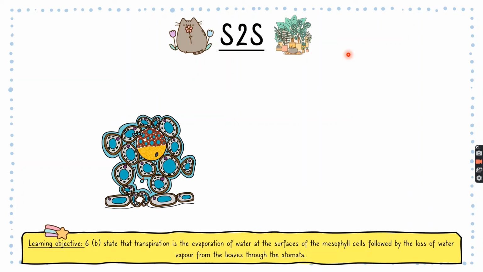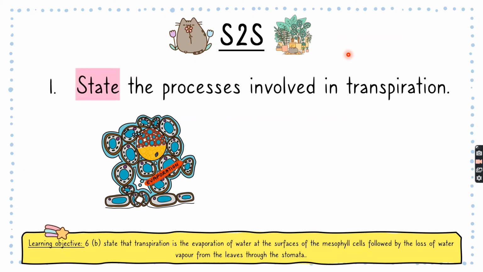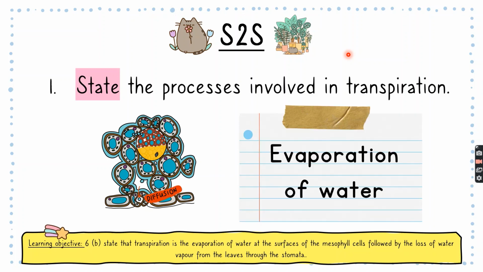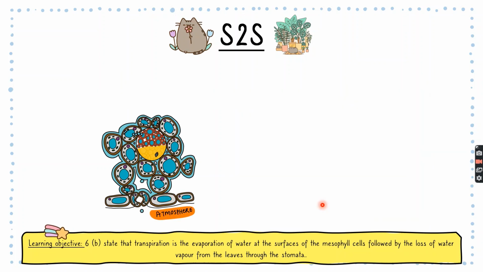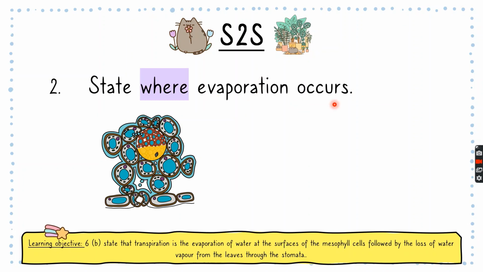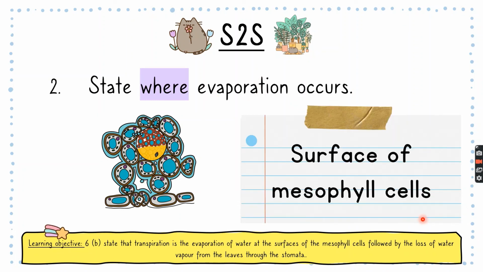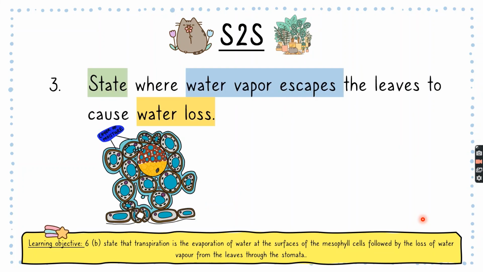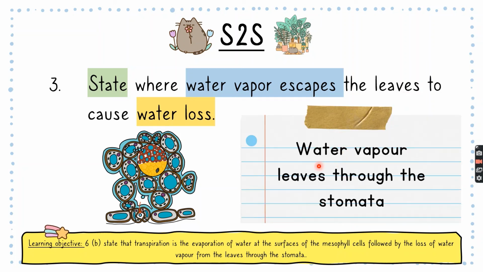So finally, let's finish off with our step to success. State the process involved in transpiration, just one, which is the evaporation of water. State where evaporation occurs, that is at the surface of mesophyll cells, because that's where you find the layer of moisture. And thirdly, state where water vapor escapes the leaves to cause water loss, and this is through the stomata. Because of this water loss, you need to replace the water that is lost, and that is how we get that transpiration pull, the force of finally bringing water up to the leaves.